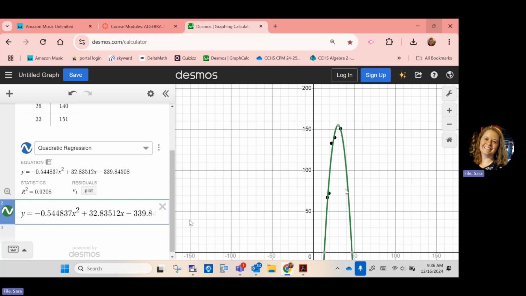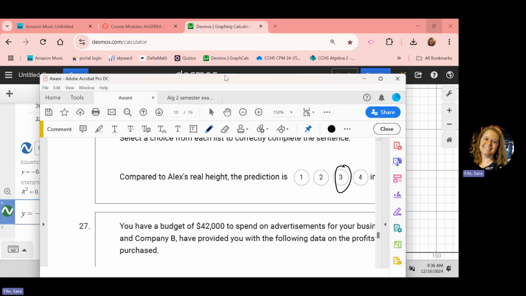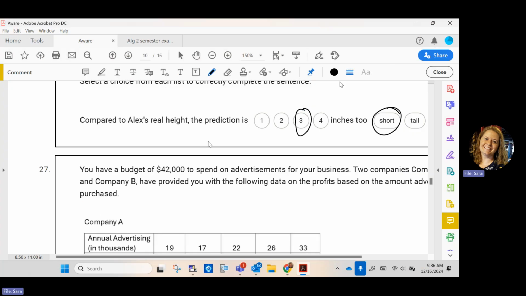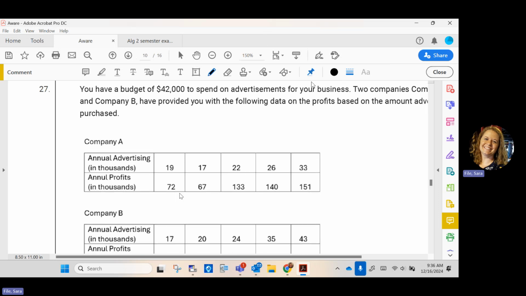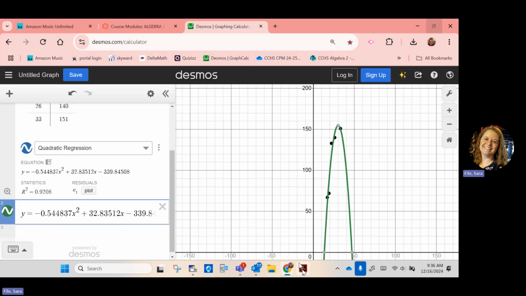Let's look at the graph too. I know what I did. Easy mistake to make, because look at this. We should not have been plugging in 42,000. The annual advertising in this table is already in thousands, so we should just be plugging in a 42, not a 42,000. That was my mistake, in both of these. We should just be plugging in a 42 for X.